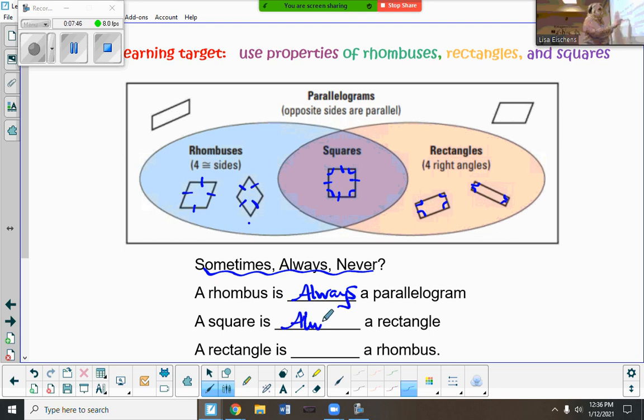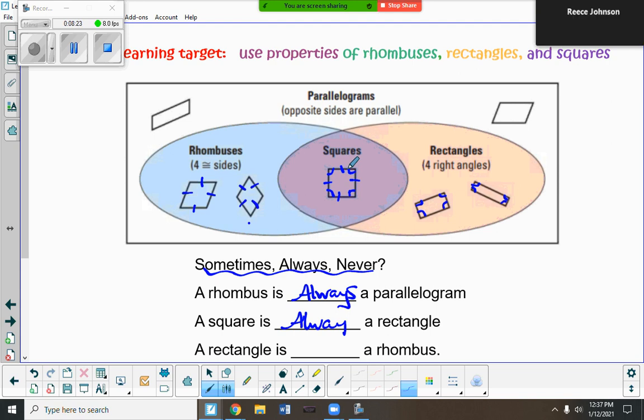So a square is always a rectangle because a square always has four right angles, which is a rectangle. The next one, a rectangle is blank a rhombus. So is a rectangle sometimes, always, or never a rhombus? Do you have any rectangles that cross over into the rhombus world? What do you think? Is a rectangle always a rhombus? Does a rectangle always have four congruent sides?